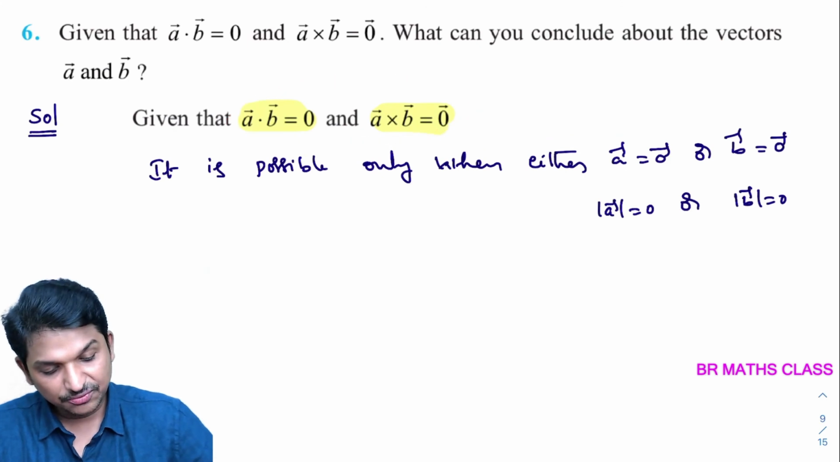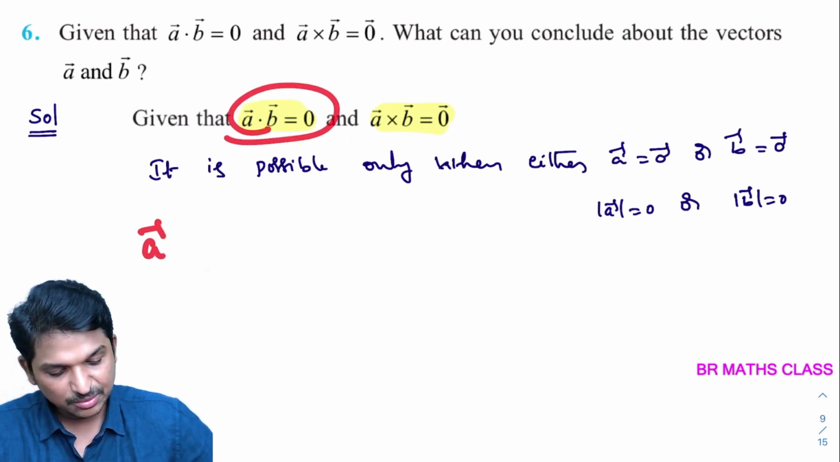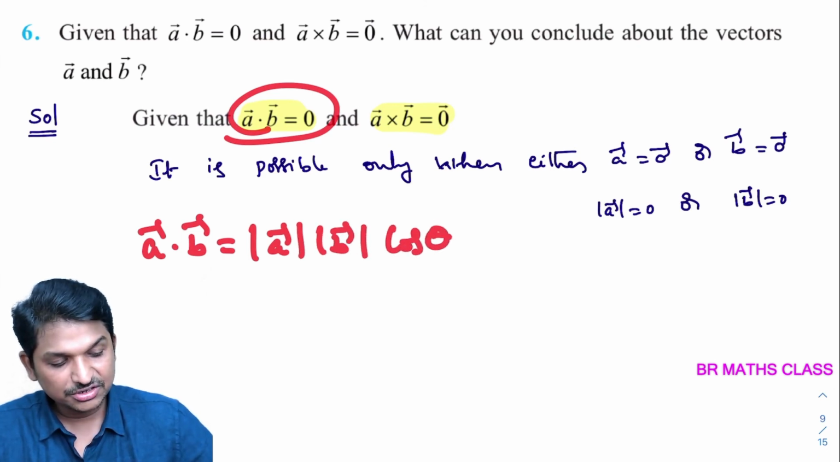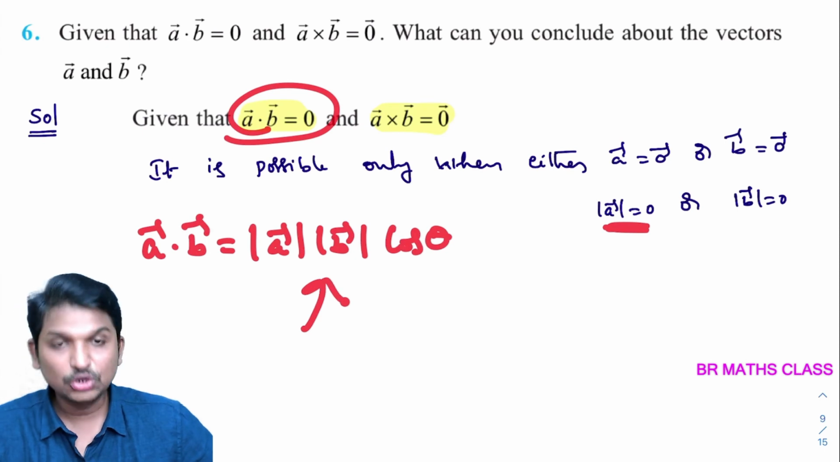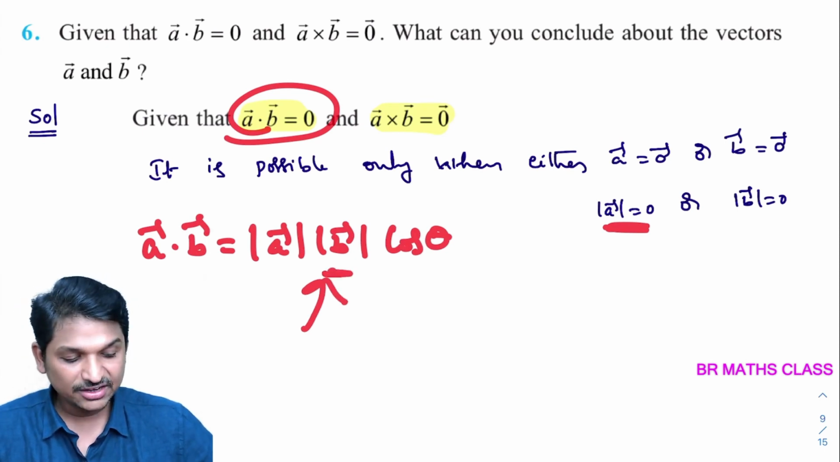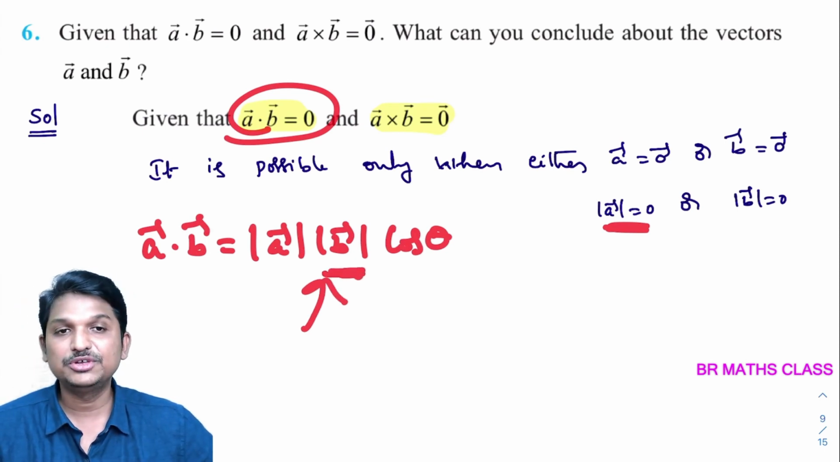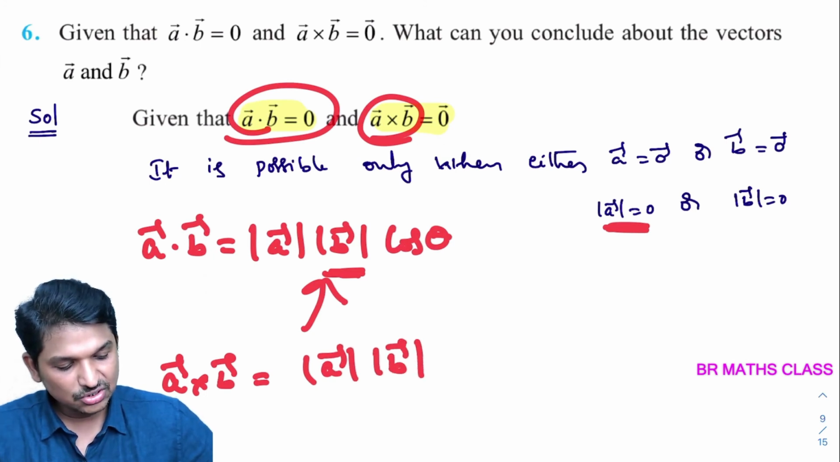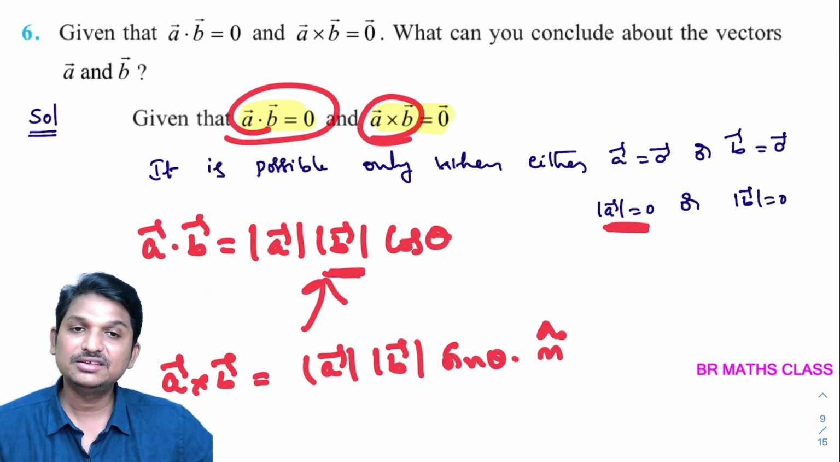Suppose the a bar dot b bar formula is there. What is the a bar dot b bar formula? It is magnitude of a bar into magnitude of b bar into cos theta. Suppose the magnitude of a bar is 0, then this whole thing will become 0. Or the magnitude of b bar is 0, then this whole thing will become 0. The a bar cross b bar formula is magnitude of a bar into magnitude of b bar into sin theta into n cap. Right? This is the formula.